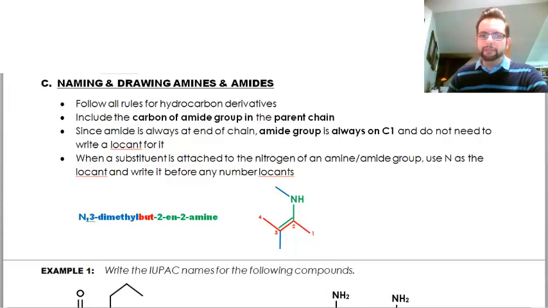Now, when we have an amide, amides are similar to naming carboxylic acids in that the carbon of your amide group is included in your parent chain. And that carbon that's double bonded to the oxygen is always going to be carbon 1. So when you're numbering your parent chain, it's real easy because we always start from the carbon that's part of the amide group.